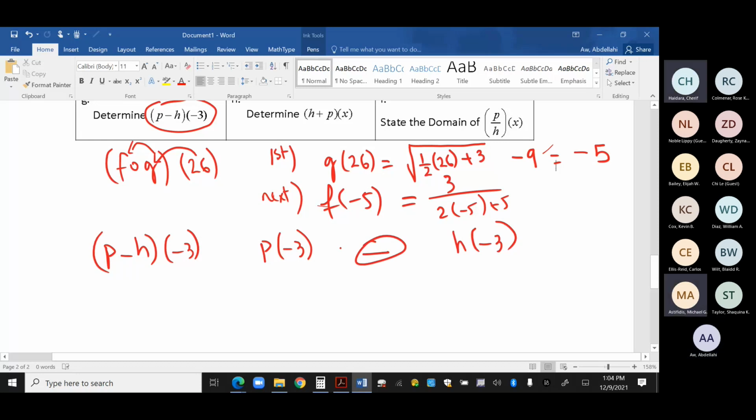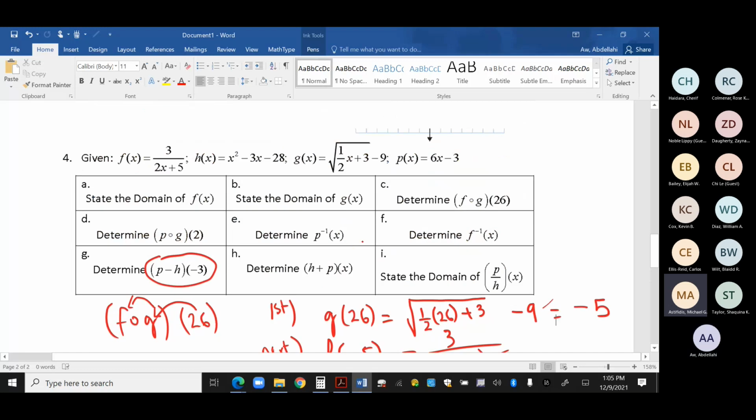Okay, everybody? So don't confuse the composition of functions, where you have to do a sequence of actions, one action and then another action which depends on the first one, versus when you add, subtract, multiply or divide functions, where you do two independent actions. You do p of -3 on one hand, you do h of -3 on the other hand, and then you subtract them, okay? Everybody? All right.